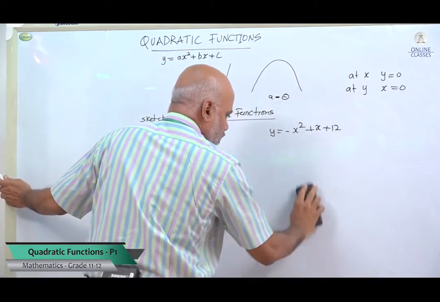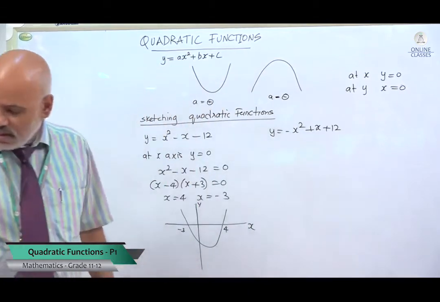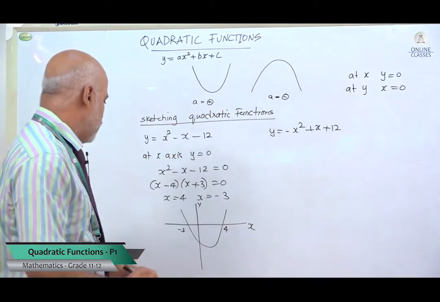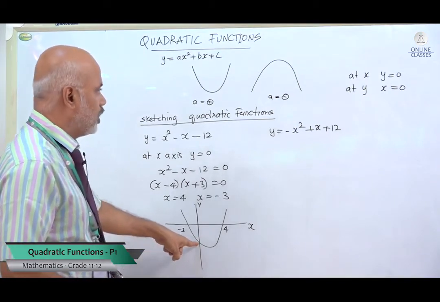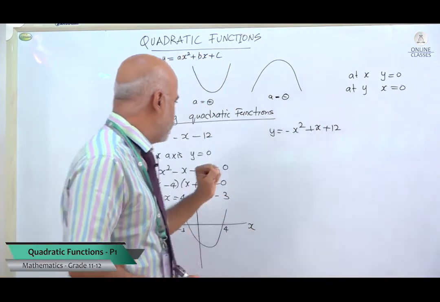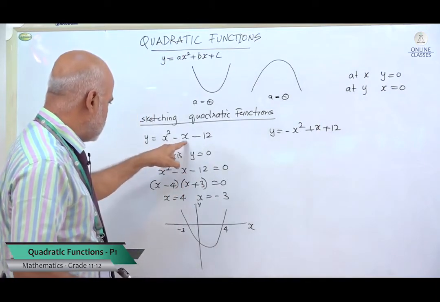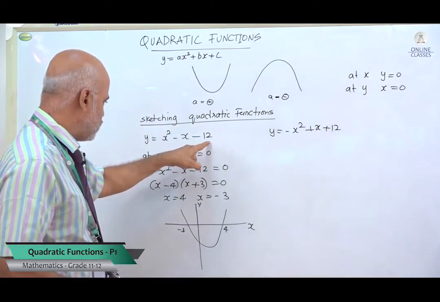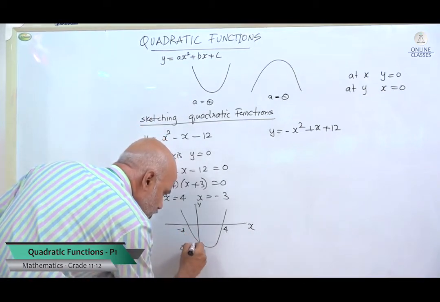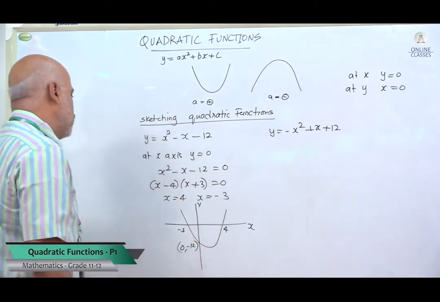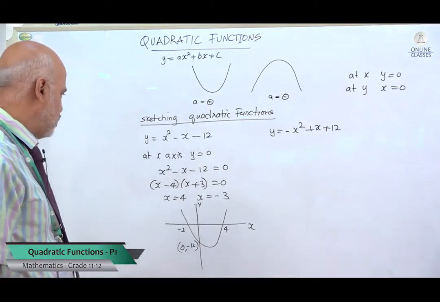And next one, how do I know the intersecting point with the y-axis? At the y-axis, x is 0. Then you will get minus 12. So this point is basically (0, -12). That's all the sketching part of this graph.